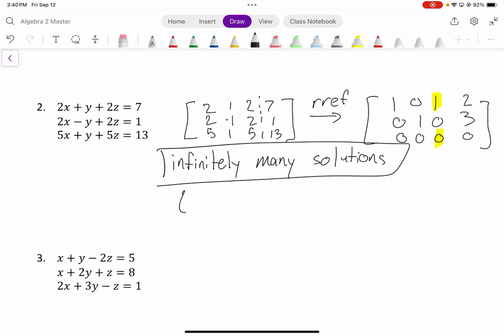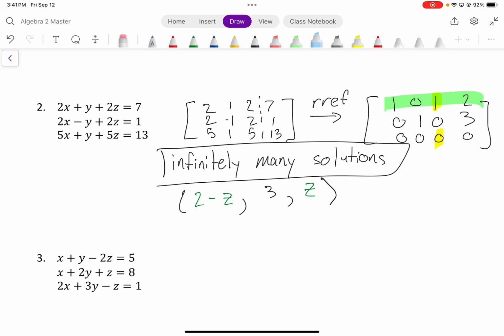I'm going to have one x, one y, and one z variable still. But since this top one right here is 2, I'm going to have 2 minus z. Then I'm going to have 3 and then also z. So what this really means is I need the x and the z variable, whatever they are, to add up to 2. They can have a 2 and a 0, a 0 and a 2, a 1 and a 1, a 5 and a negative 3. It really does not matter.